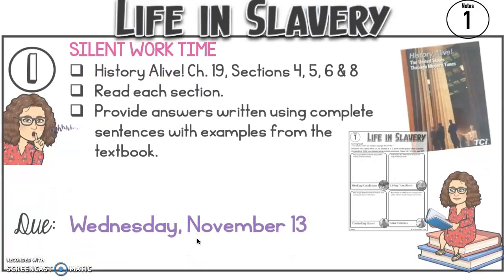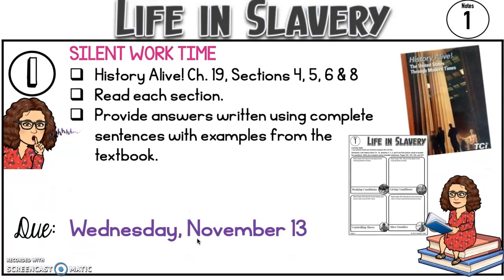For the rest of the notes today, you're going to use History Alive, Chapter 19, Sections 4, 5, 6, and 8. You're going to read each section and then provide answers written in complete sentences right here. Each of these usually asks for 2 or 3 examples from the textbook that talk about the working conditions, living conditions, how slaves were controlled, and family life of slaves. Okay, so you're going to use the rest of class to do that.